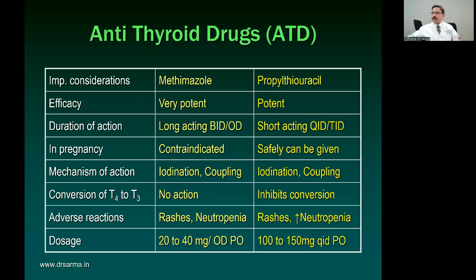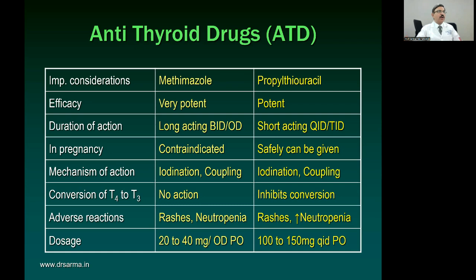Now, what are the anti-thyroid drugs? So there are two groups of drugs, either carbimazole or methimazole. There's nothing to choose between them. Methimazole is as good as carbimazole, and propylthiouracil is the other group of drugs. Efficacy, very potent. Methimazole, propylthiouracil is potent. Duration of action, methimazole is long acting, give once in a day, whereas the short acting propylthiouracil, you have to give 3 or 4 times a day.